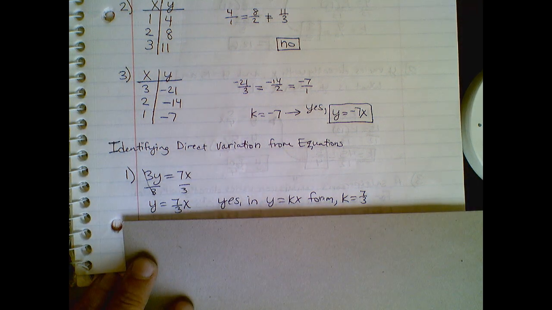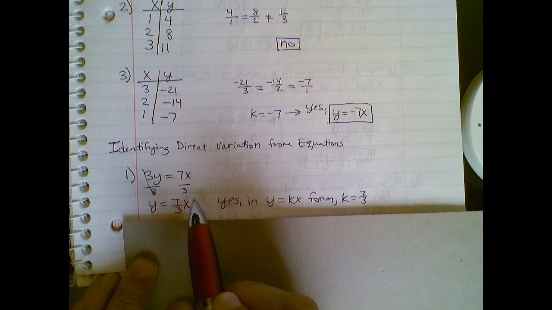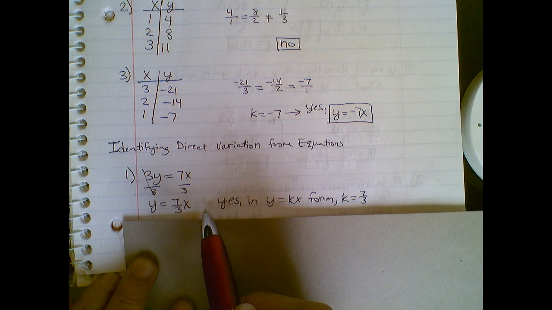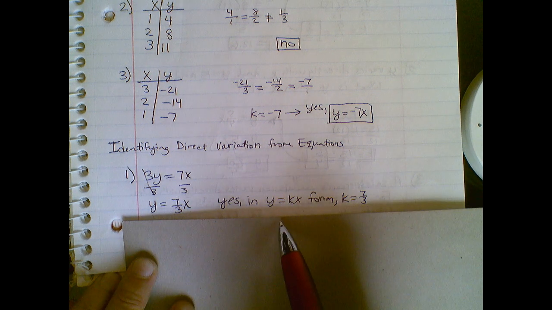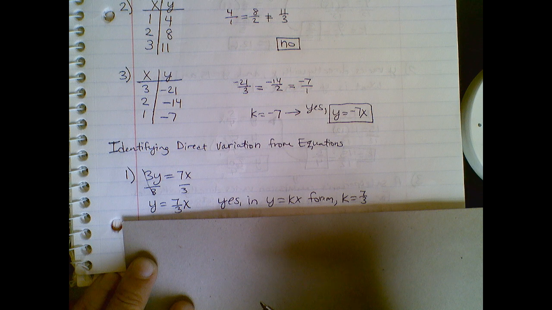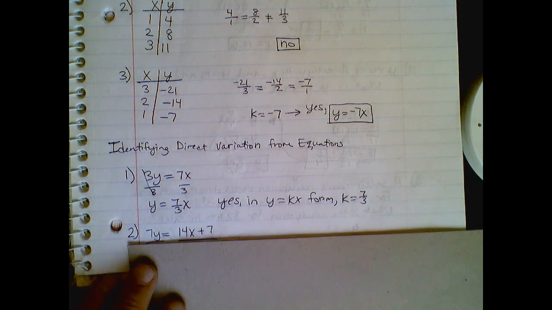Now to be a direct variation, I can't have any exponents. I couldn't have any numbers added or subtracted at the end. If I did, then it would be no, not a direct variation. It has to be in that exact form, y equals a number and then times x. So let's try another one.